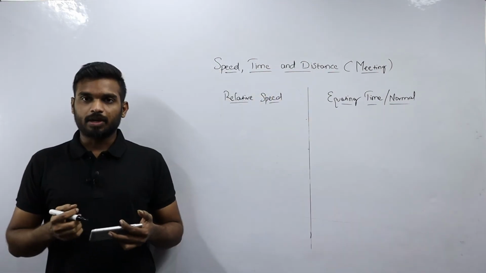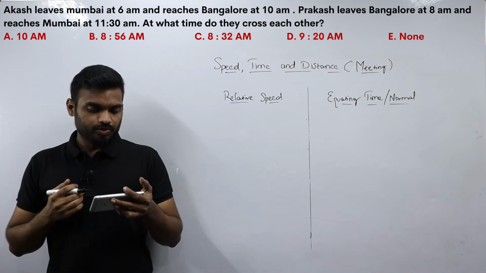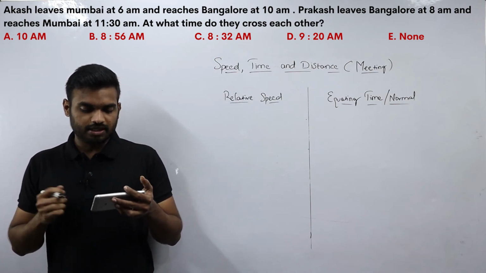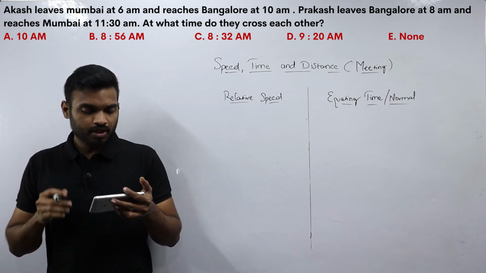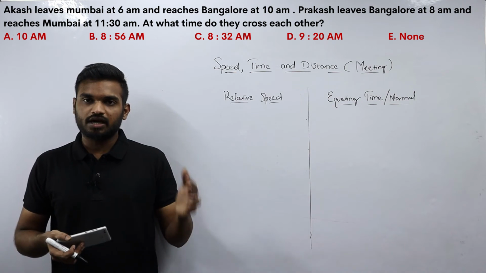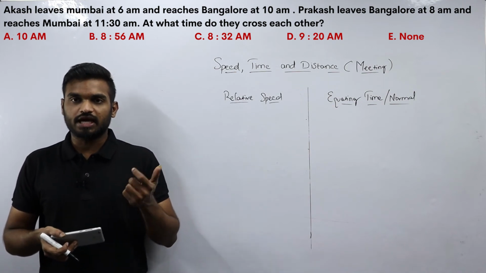Now let's see the third problem. They are saying that Akash leaves Mumbai at 6 am and reaches Bangalore at 10 am. Prakash leaves Bangalore at 8 am and reaches Mumbai at 11:30 am. At what time do they cross each other? So we need to find out the total time taken by Akash and Prakash to meet each other, that is, to cross each other.